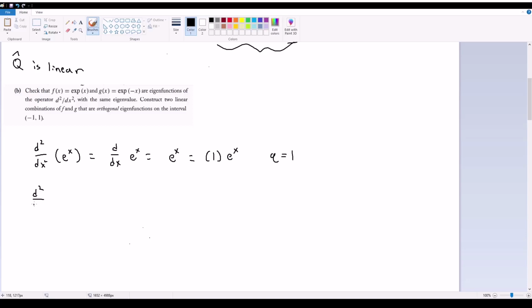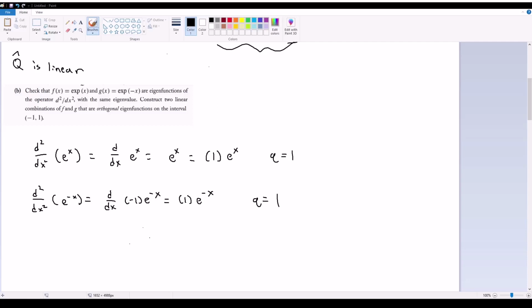Same thing, second derivative, this time e to the negative x. This is going to give me d by dx of negative 1 e to the negative x, or positive 1 e to the negative x. Therefore, over here, same thing, the eigenvalue is also positive 1.